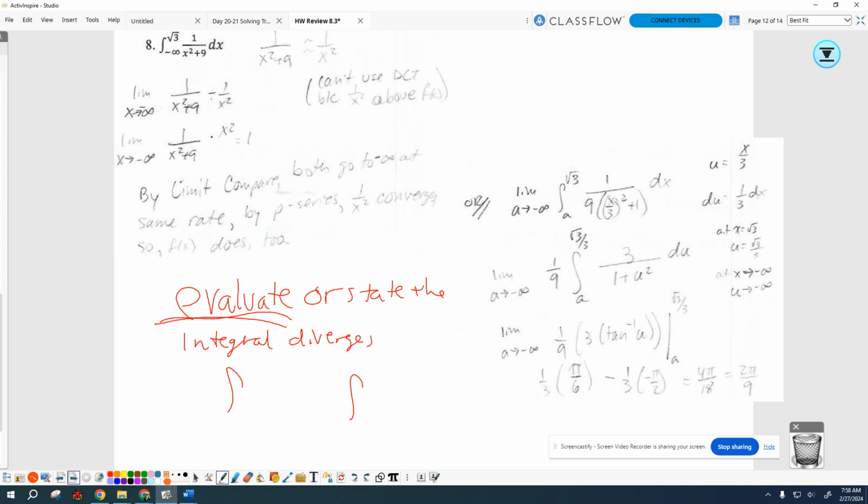I did number 8 the first way, but if I did it the second way, in the first step of the setup, when you pull out the 9 from the denominator, how did that become a 3? From U substitution? Yeah. Okay. Like chain rule, you divide by the derivative of the inside, so dividing by 1/3 is multiplying by 3.